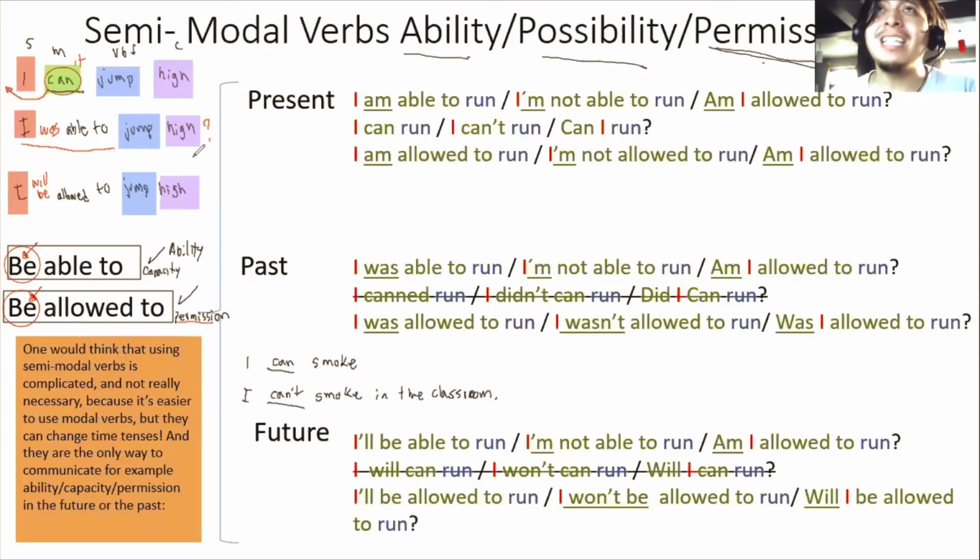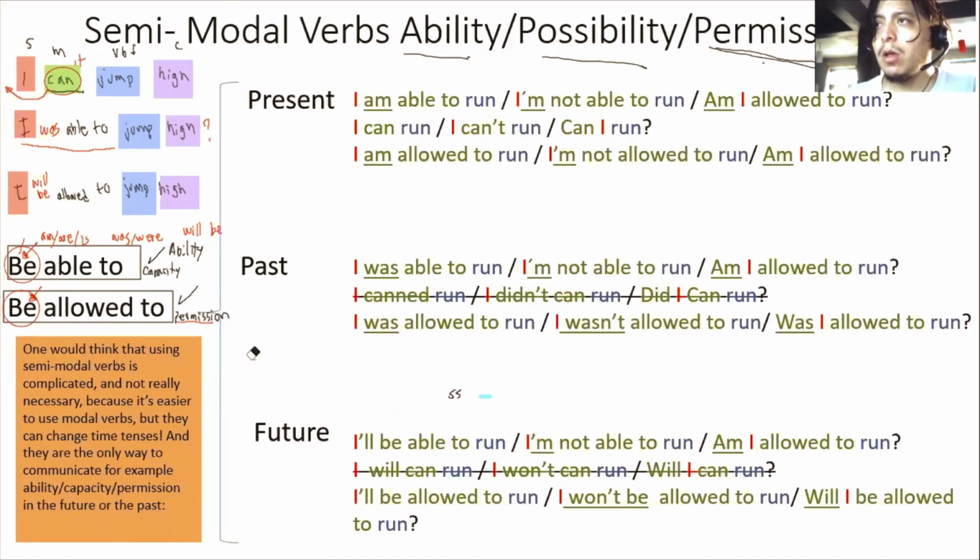¿Cómo decimos yo podré saltar alto o yo podía saltar alto? No se va a poder hacer con can. Nunca decimos can't, nunca podemos decir will can, pero si tenemos el semimodal, los semimodales sí se pueden conjugar. Este verbo to be puede estar en presente, am, are, or is. Puede estar en pasado, was, or were, o puede incluso estar en futuro. En futuro sería will be. Más o menos. Es un poco extraño, es un poco complicado, pero bueno, aquí tenemos cómo funciona esto, ¿sí?